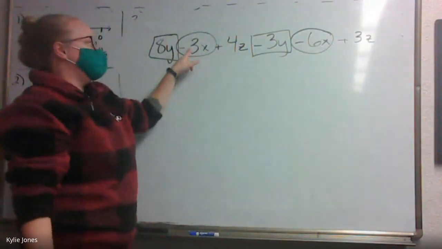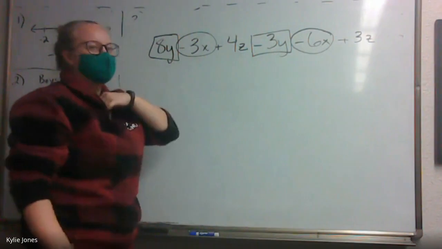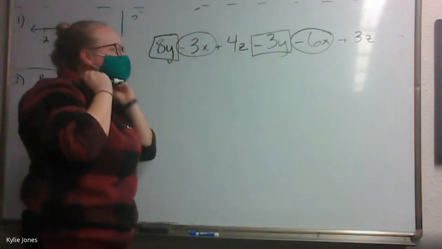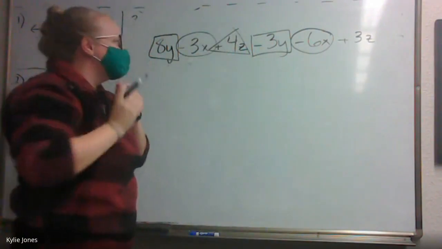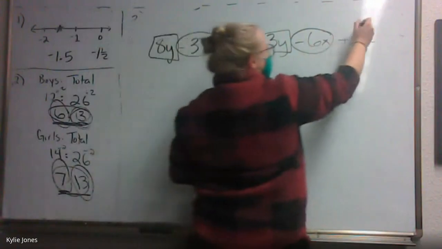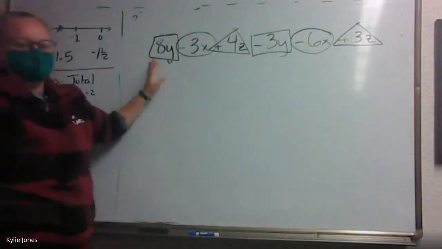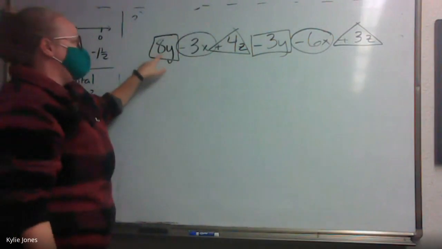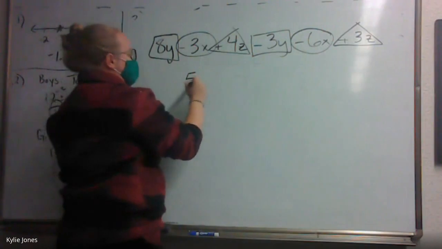This is a negative 3. We got to subtract 6 from it. We'll talk about it, don't worry. And then we have 4z. I'm going to do a triangle. This is a positive 4z. Which one combines with it? The 3z. All right. Let's start with the y's because they're here first. What's 8 minus 3? 5. So we have 5y.